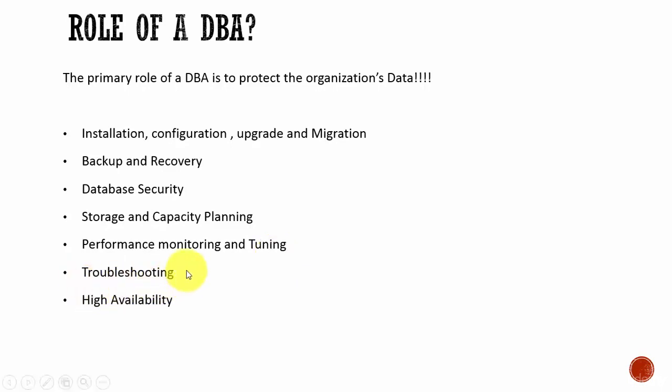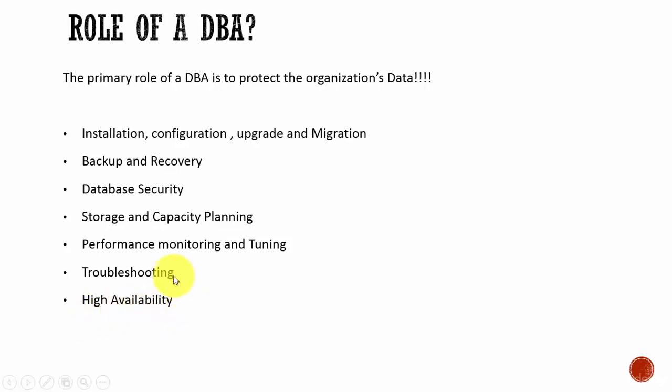Sixth one, troubleshooting. On a regular basis, the database administrator needs to look at the alert files and trace files and see what is going on in the database. If there are any major issues going on in the database, he needs to troubleshoot the database and, if needed, work with Oracle support to troubleshoot the issue.